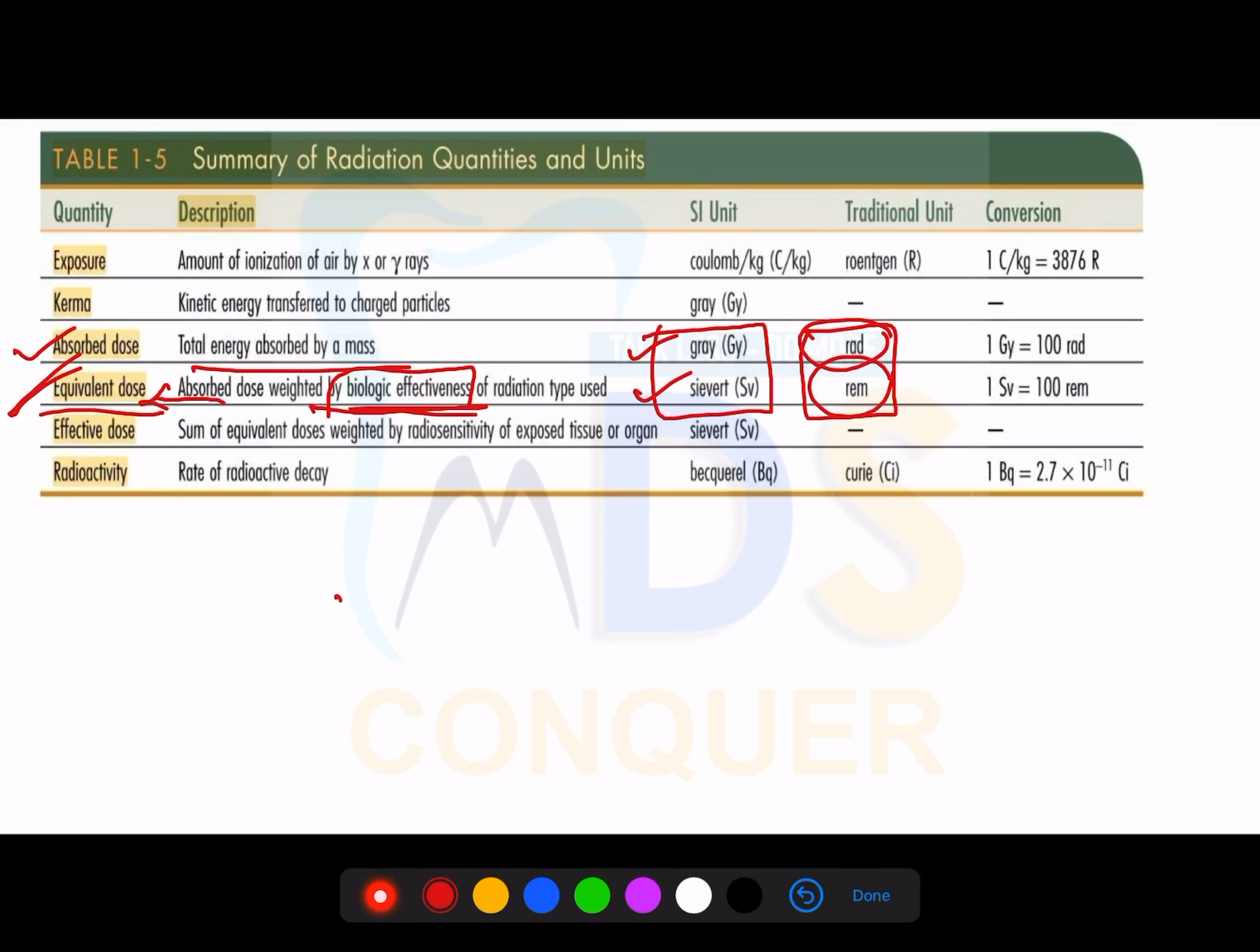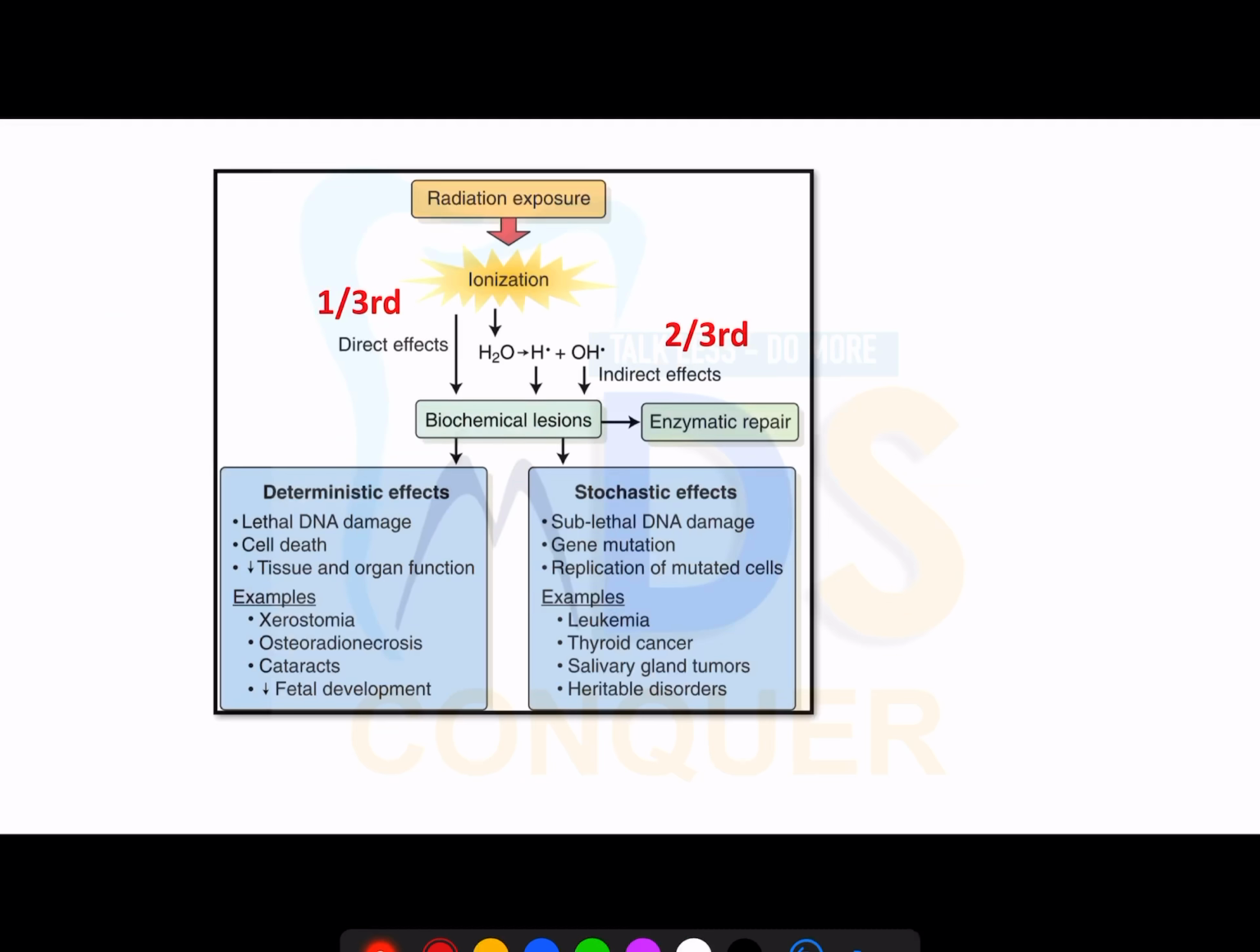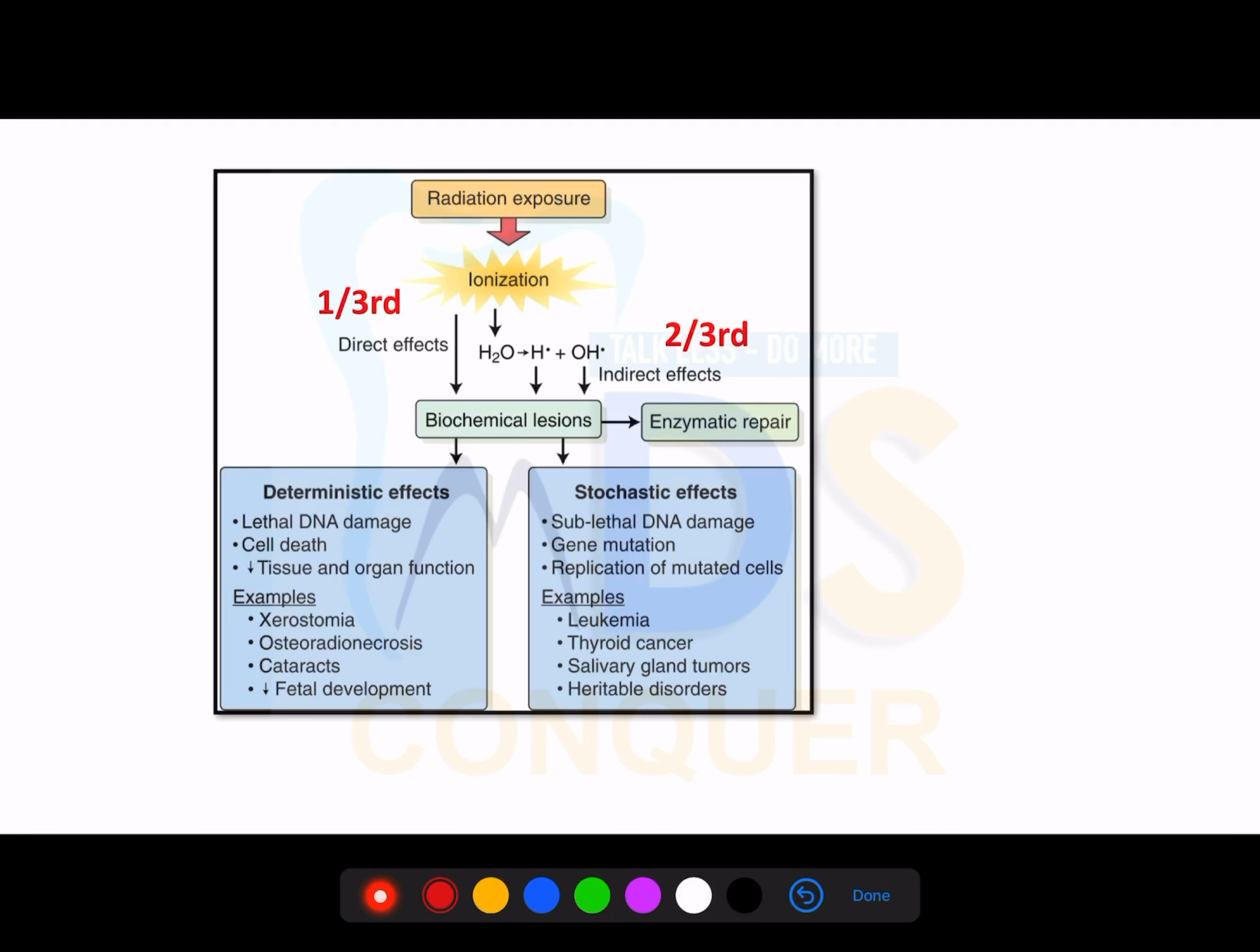So if you take radiology, there are two types of effects in radiation exposure. The first effect is the deterministic effect and the second is the stochastic effect. Before going into these effects, there are two numericals you have to remember, that is 1/3 and 2/3.